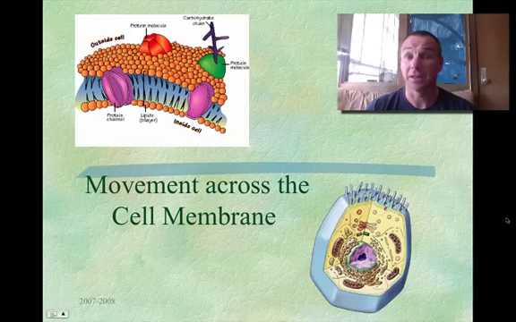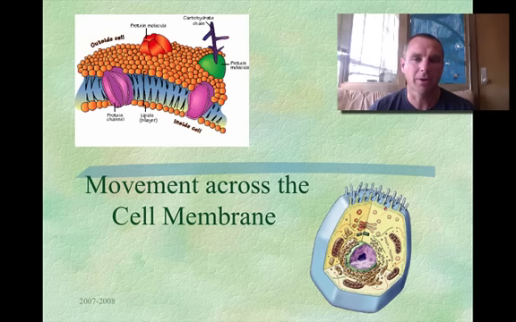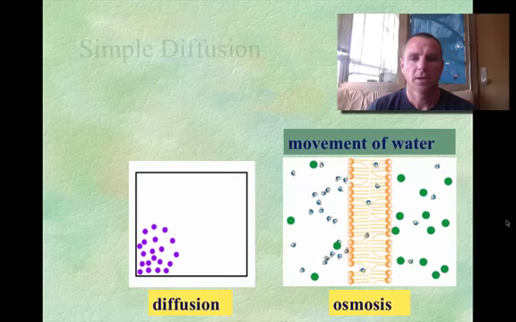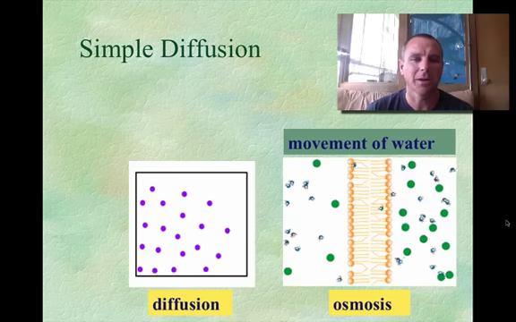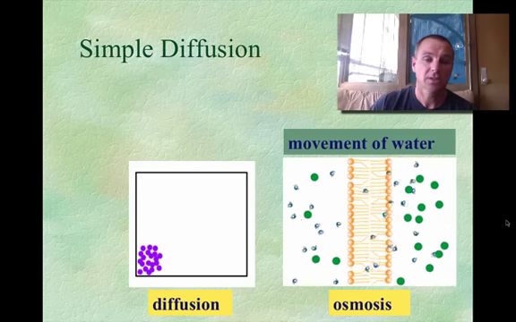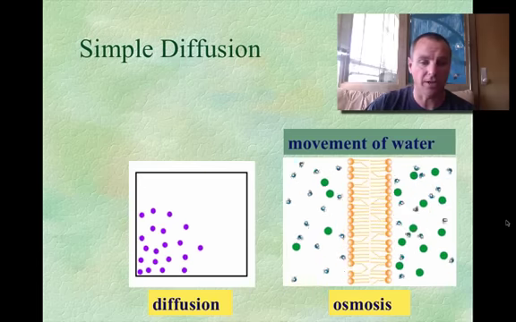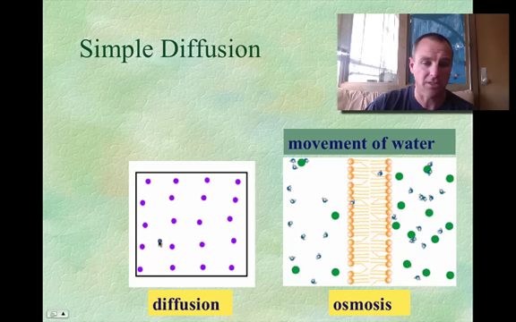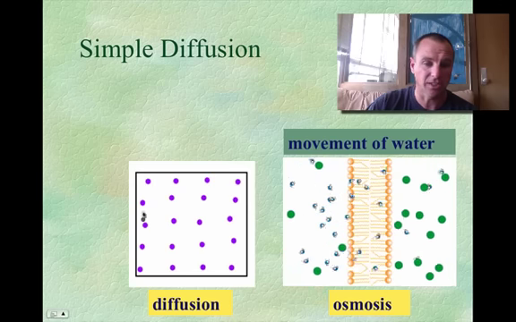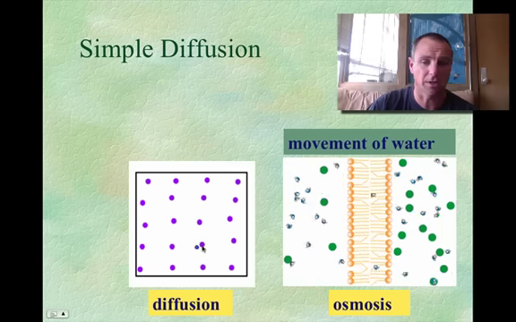Hey guys, I'm back for the last installment on the cell membranes, and we're going to be talking about movement across the cell membrane that is not water. In this one, we're going to be talking about simple diffusion. Simple diffusion is whenever you start out in an area of high concentration, and they move out to an area of low concentration until they become balanced.